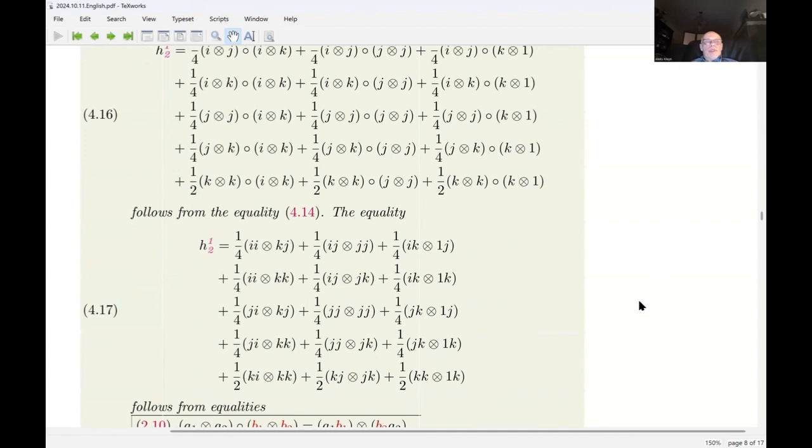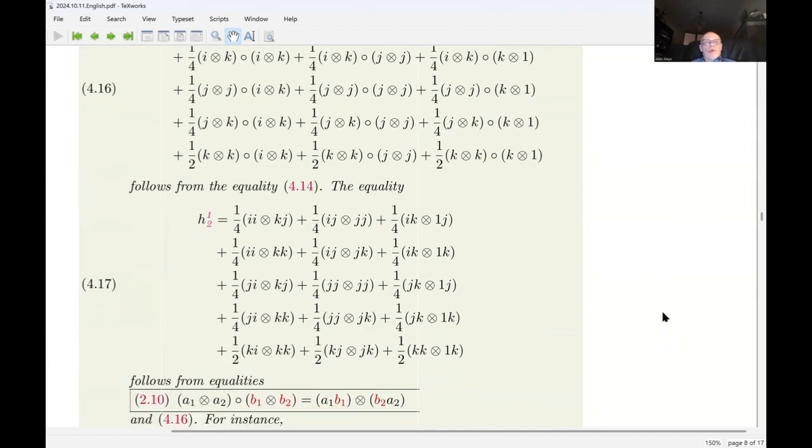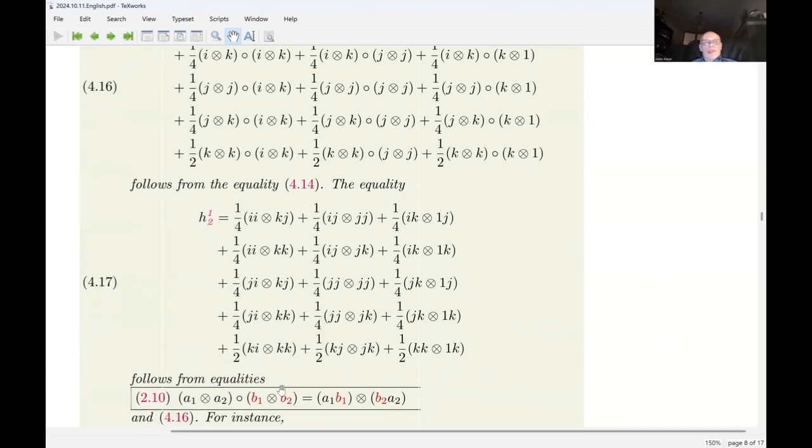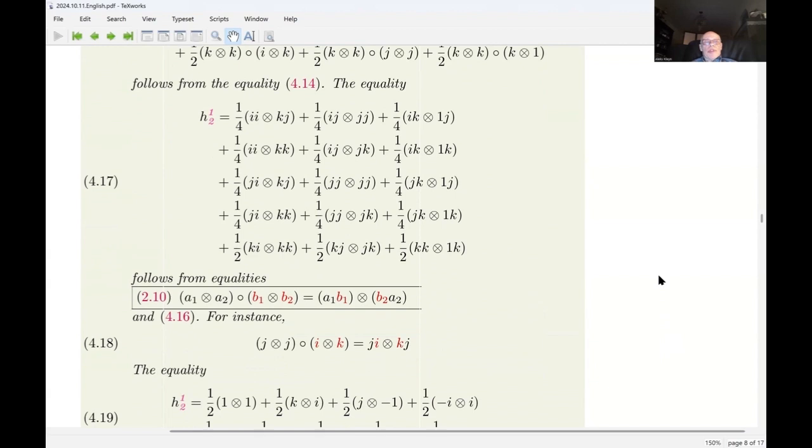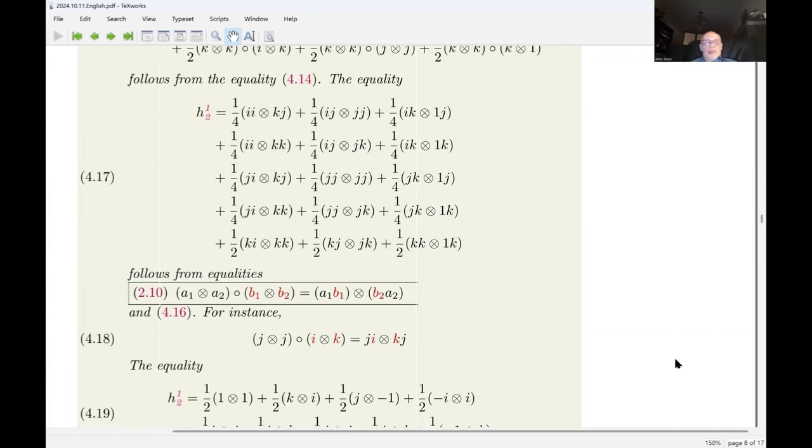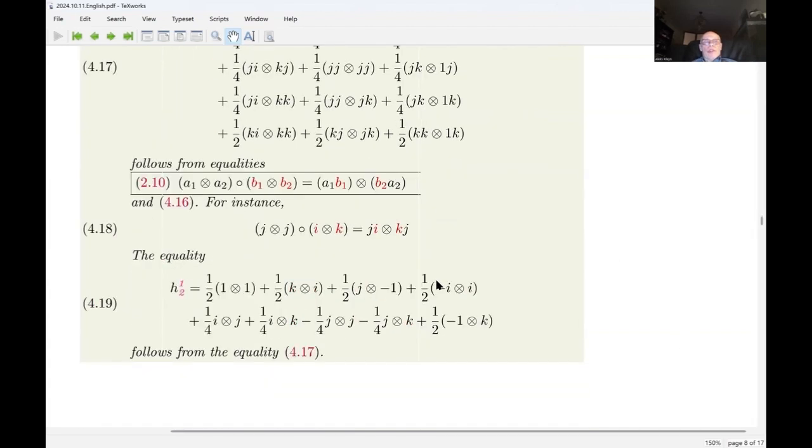The equality 4.17 follows from equalities 4.10 and 4.16. So I just apply equality 4.10 to each part of the product in equality 4.16. For instance, equality 4.18. Finally, equality 4.19 follows from equality 4.17.